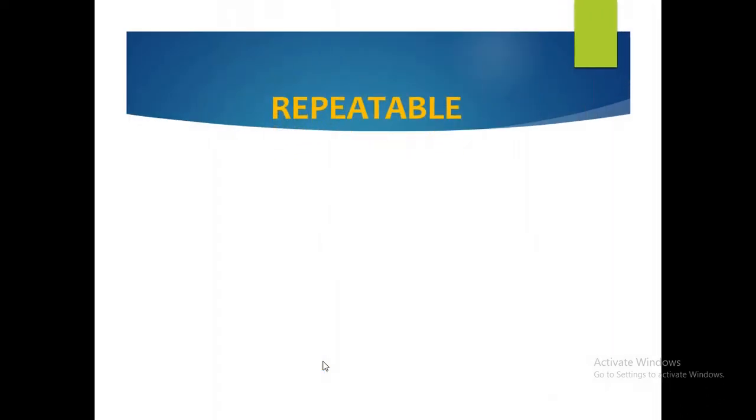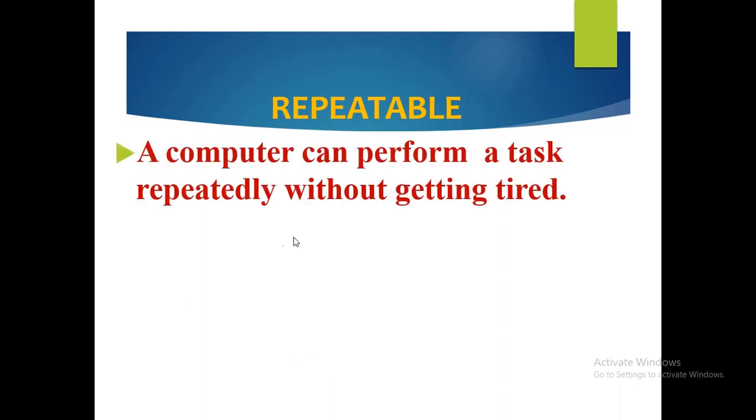Now next about the repeatable characteristic of computer. A computer can perform a task repeatedly without getting tired. If we do any work continuously, a human being will get tired. But a computer can perform a task repeatedly without getting tired.